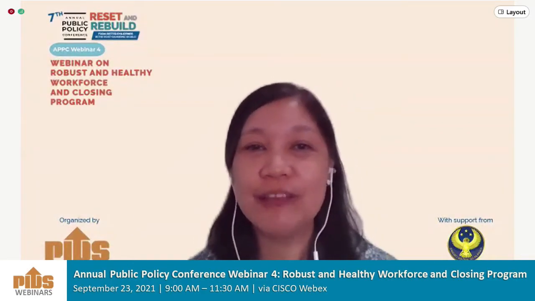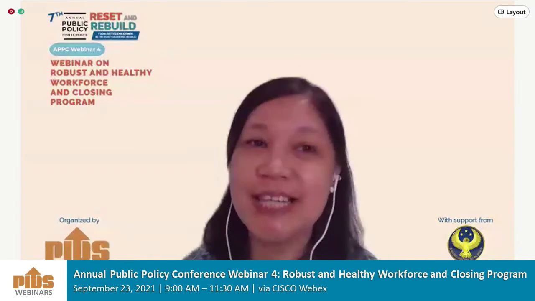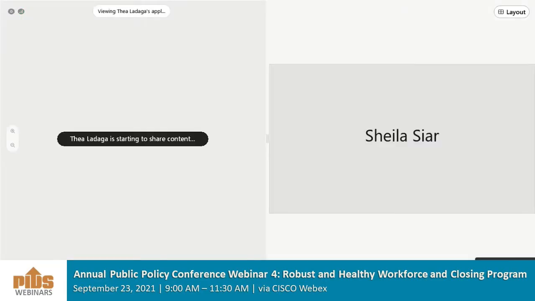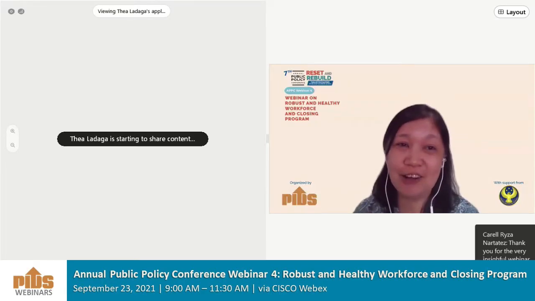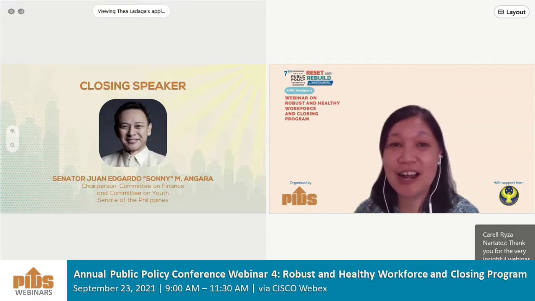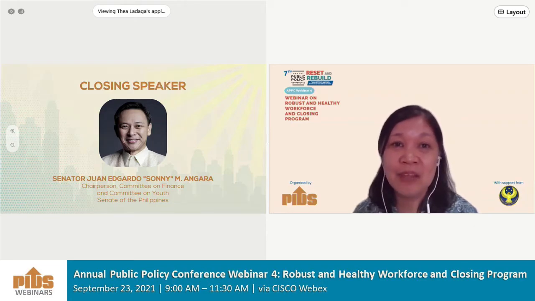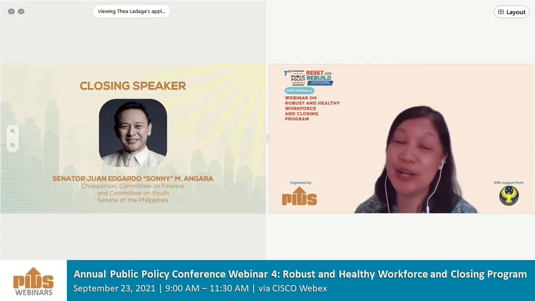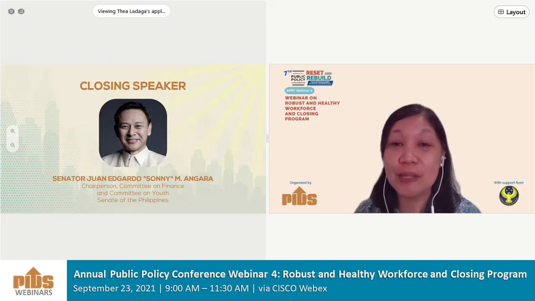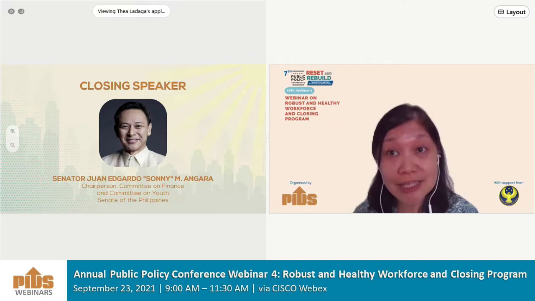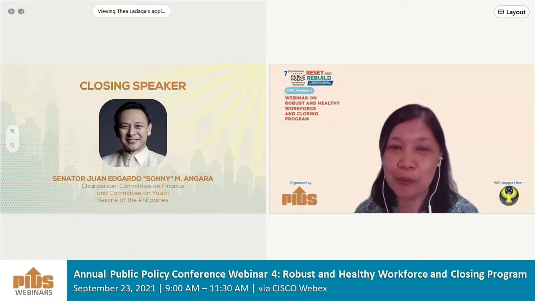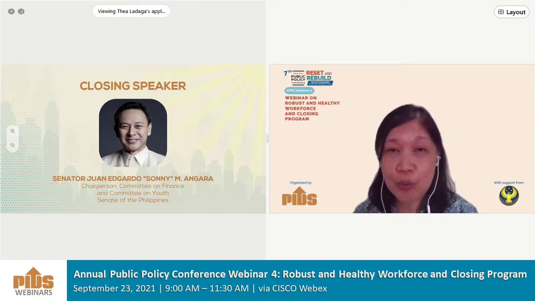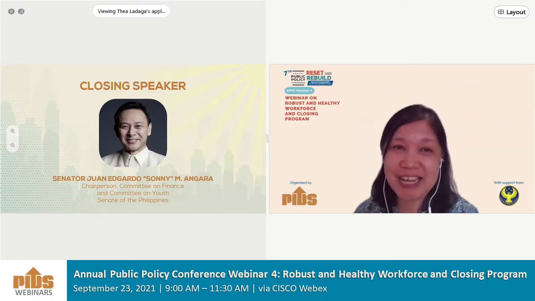So to formally close our event is a prolific legislator and believer of evidence-based policymaking. I'm talking about Senator Juan Edgardo Angara, better known as Sonny Angara. He has some words of wisdom to share with us, but first allow me to say a few words about him. He has sponsored or authored more than 200 laws in his 16 years as a legislator, first as Aurora Province representative from 2004 to 2013, and then as senator from 2013 to the present.